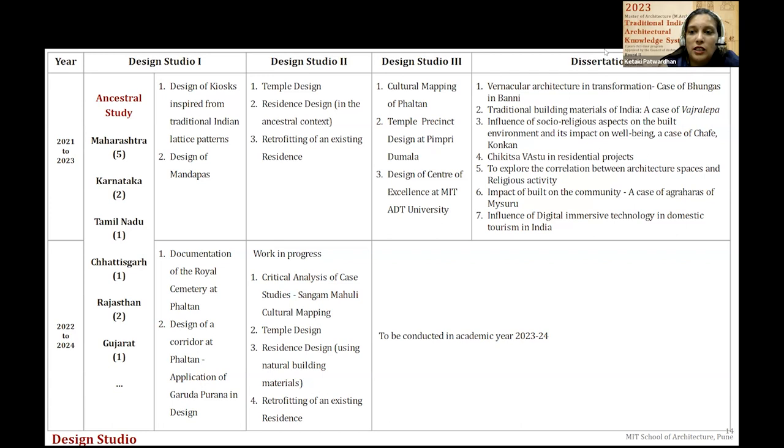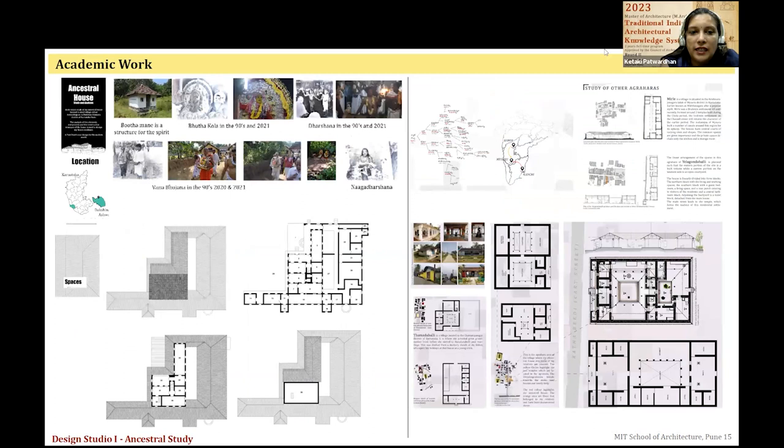One of our students, who is a whiz kid, got into the digital immersive technology in tourism in India. And we had various other dissertation topics which were talking about materials. So one of our students explored Vajralep as a building material. And now we are taking it further, getting some funds for this, and we are going to experiment with this material in the lab. So let me take you all through the academic work of our students.